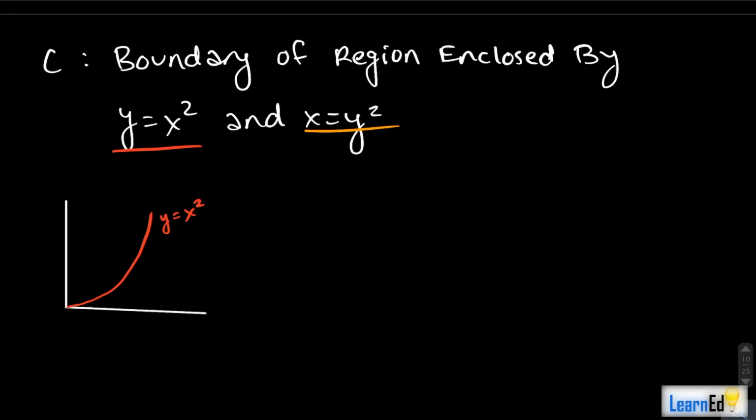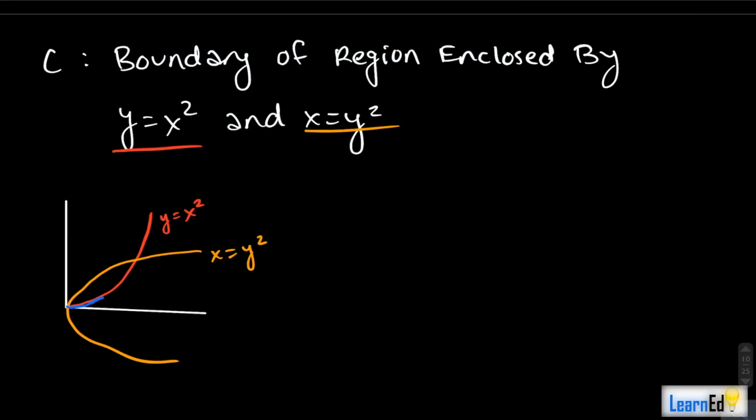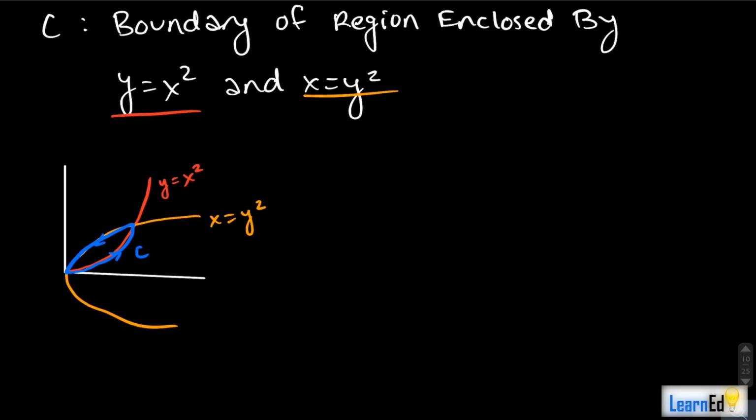And then we'll do x equals y squared. Okay? So there's x equals y squared. And you can see now that the intersection is completely in the first quadrant. So then C is going to be the boundary of that region enclosed. So C is there, and you can make it go counterclockwise. Okay, so there is your C.